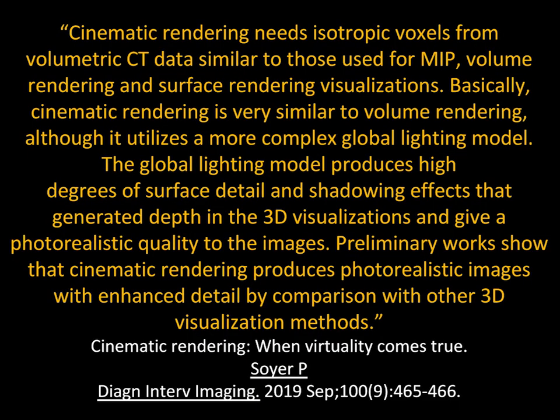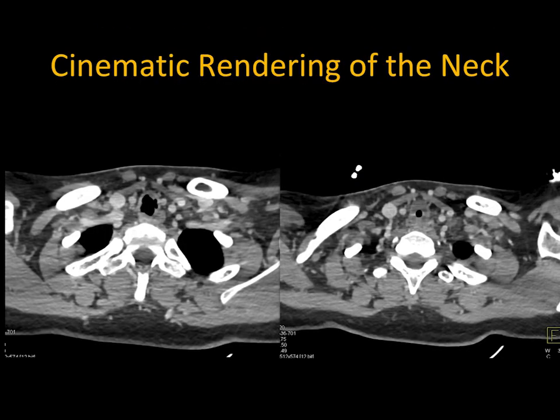Cinematic rendering needs isotropic voxels from volumetric CT data. Basically, cinematic rendering is similar to volume rendering, but utilizes a more complex global lighting model. The global lighting model produces high degrees of surface detail and shadowing effects that generate depth in the 3D visualizations and give a photorealistic quality to the images. Preliminary work shows that cinematic rendering produces photorealistic images with enhanced detail by comparison with other 3D visualization techniques.